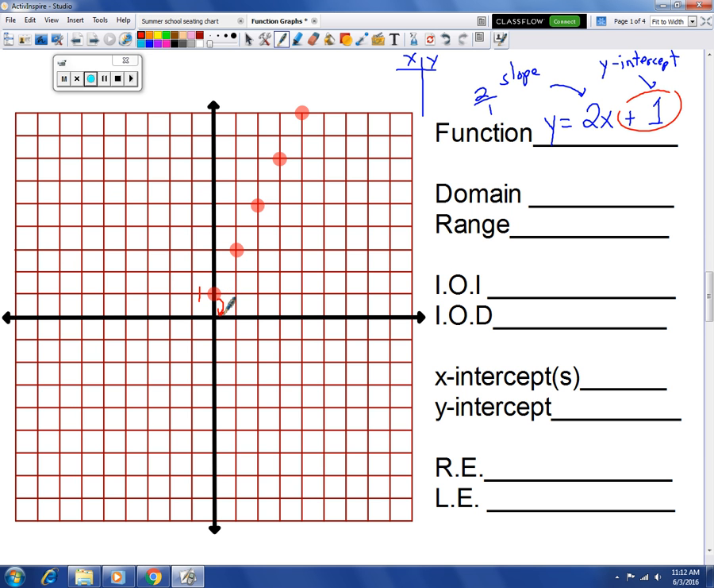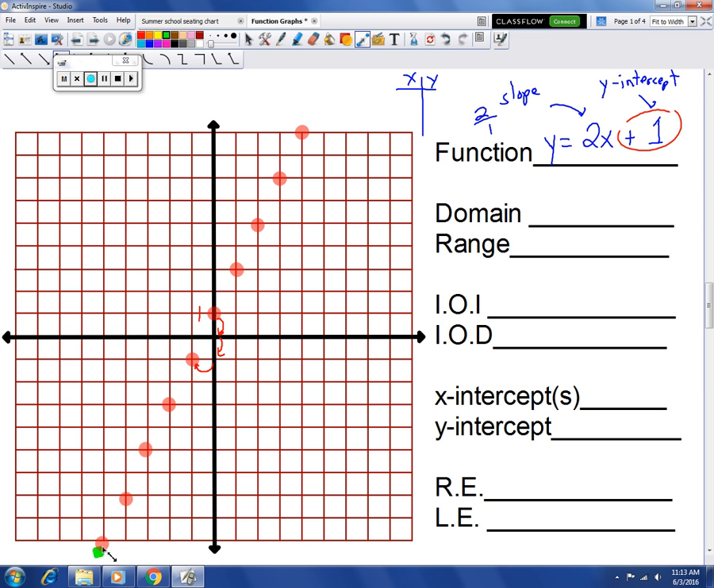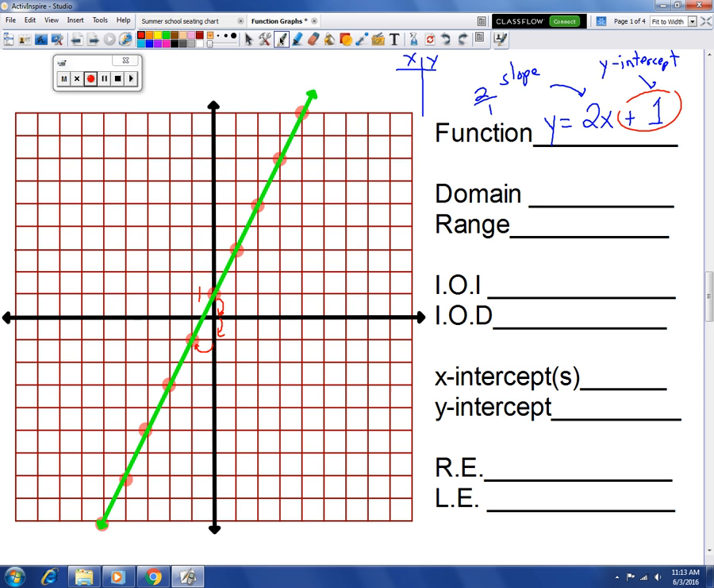The x-axis counts as a line too. Sometimes students ask me, do I jump over the x-axis? No, that's 1, that's 2, and then go left 1. It just counts as thicker to show that it's the x-axis. Down 2, left 1, down 2, left 1, down 2, left 1. Here's our line. I made it green this time. Domain: all real numbers.